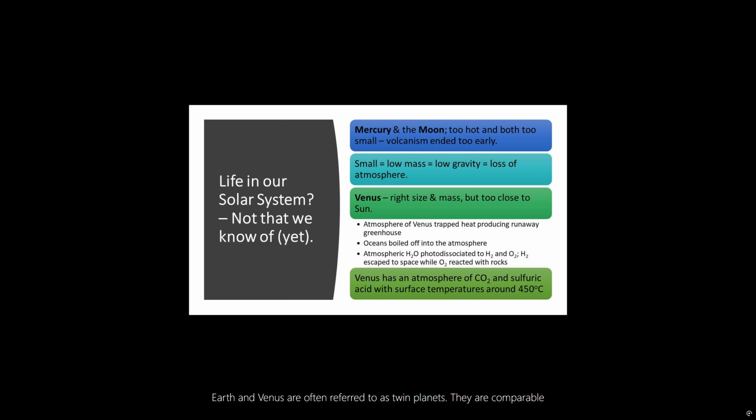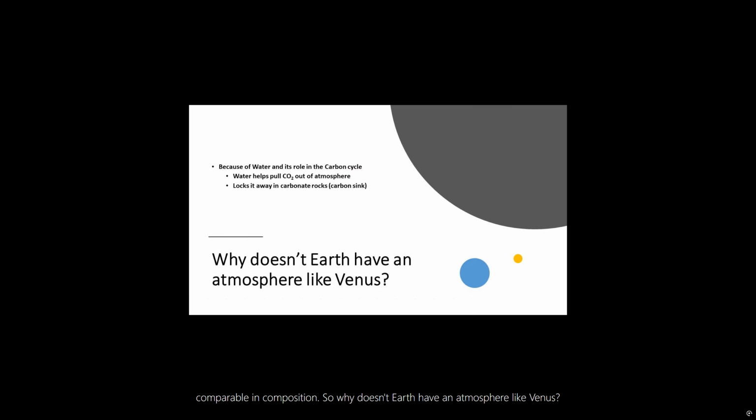Earth and Venus are often referred to as twin planets. They are comparable in mass, size, not too far apart in location, and comparable in composition. So why doesn't Earth have an atmosphere like Venus? The reason is because of water and its role in the carbon cycle on Earth. Water helps pull carbon dioxide out of the atmosphere and lock it away in carbonate rocks. Venus does not have water, so it does not have this carbon sink.